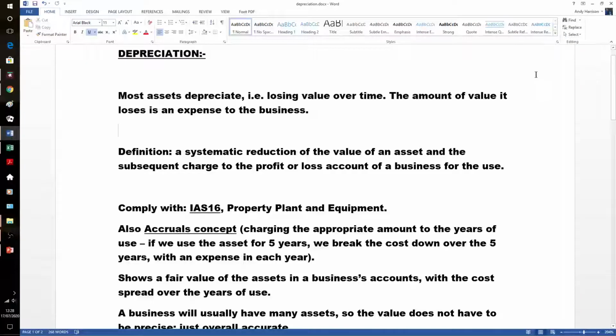Hello accounts people, time to have a look at depreciation, focusing on requirements for advanced bookkeeping.